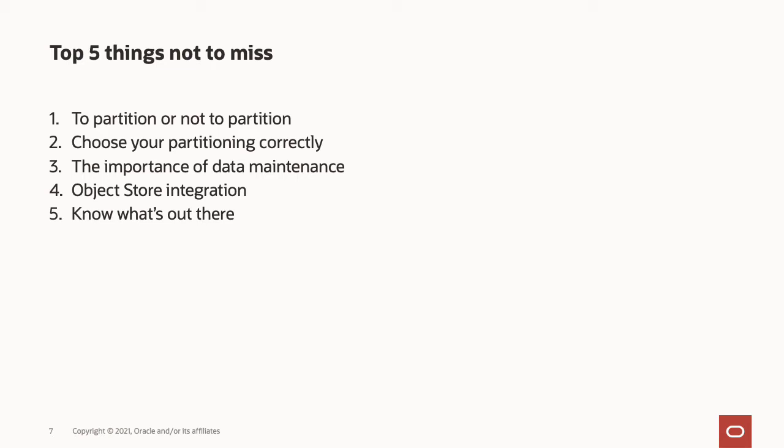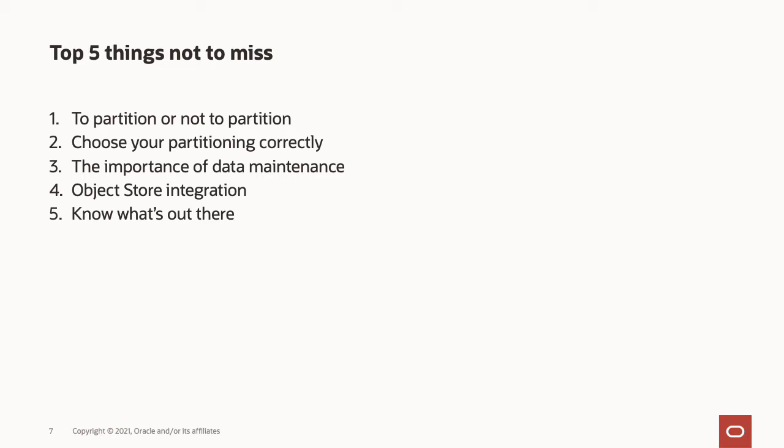Now let's look into the top 5 things that we consider important for you not to miss or to ignore. The first one, to partition or not to partition. Just because you can does not mean that you have to apply functionality everywhere. So it is important just to look at your objects, at your environment, to see whether you can take benefit of partitioning or whether you're applying the wrong technology for the problem. Assuming that partitioning brings benefits to you, it is important to quickly recap what to consider to choose your partitioning correctly and to take the best from Oracle partitioning for your application.